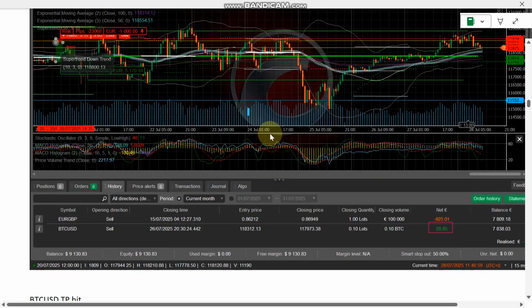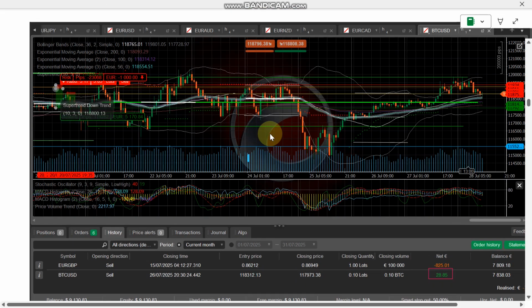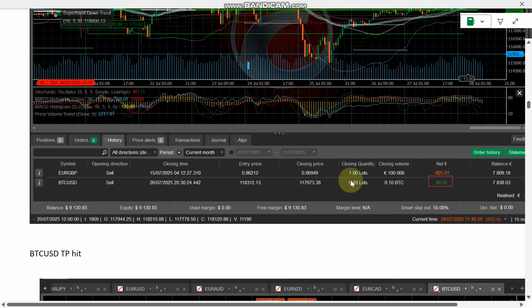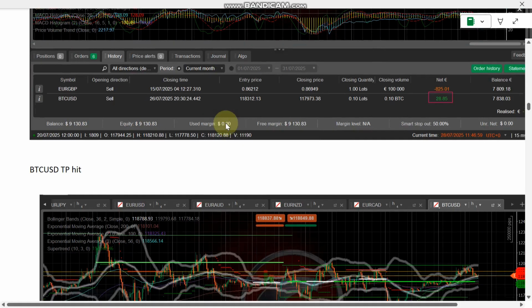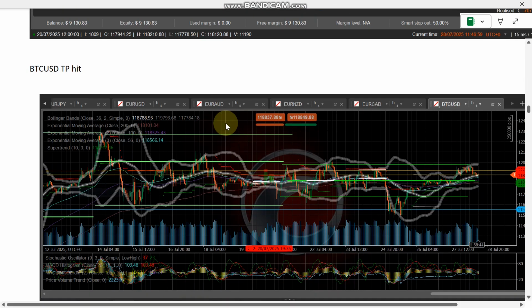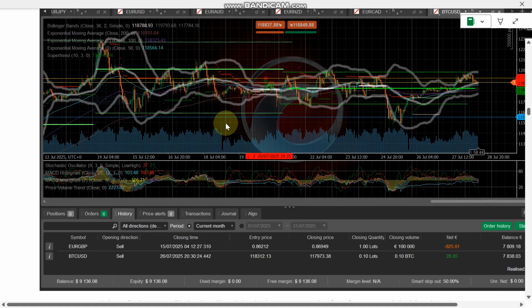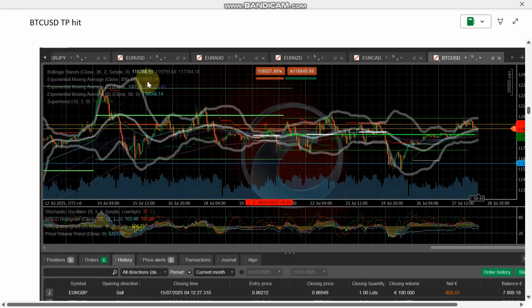So Bitcoin is history. Okay, my sell is working. Bitcoin, 101 lot size 0.1. Bitcoin is hitting the target, take profit hit, selling here, target hit here. That was that. Bitcoin 1 hour.